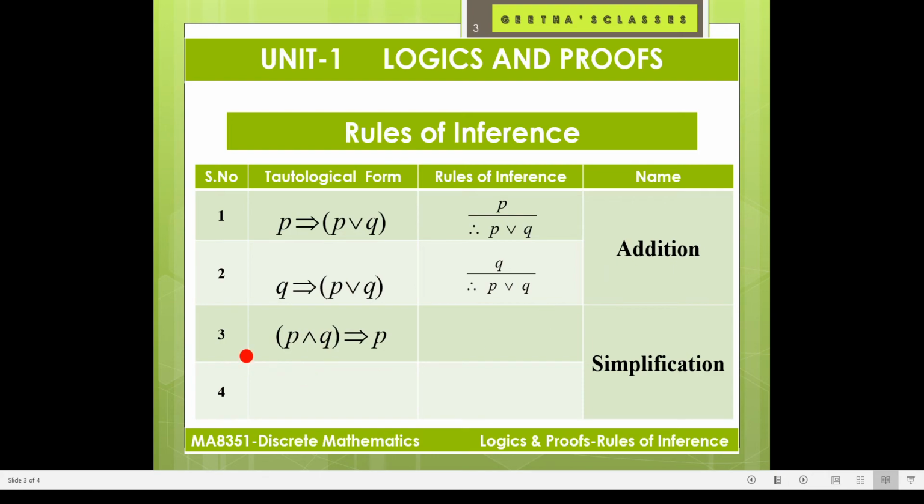Next one is P and Q implies P. We can replace P and Q by P. That is simplification. So if P and Q is given, you can write it as P, or you can write it as Q. That is simplification. One more simplification is P and Q can be written as Q. The rule of inference form is P and Q, therefore Q. So that is simplification.